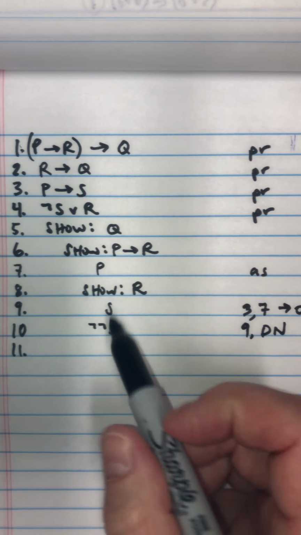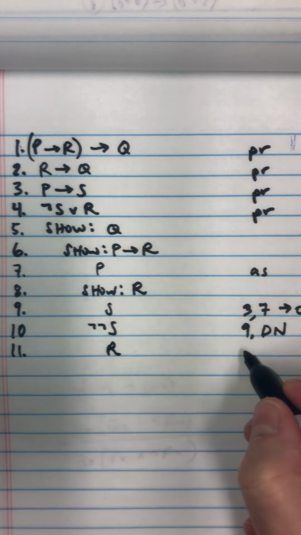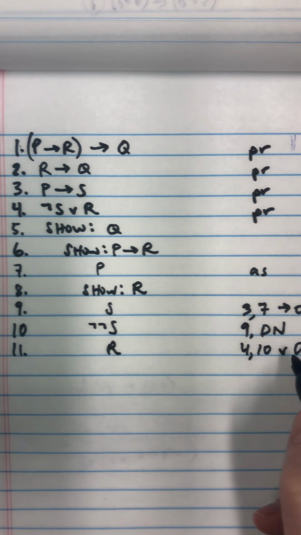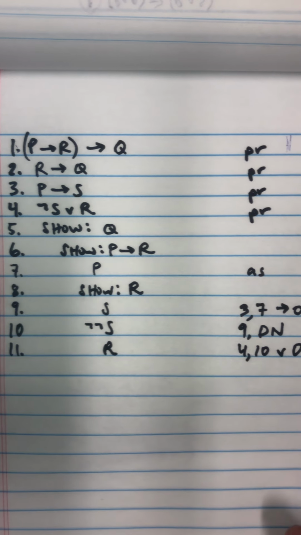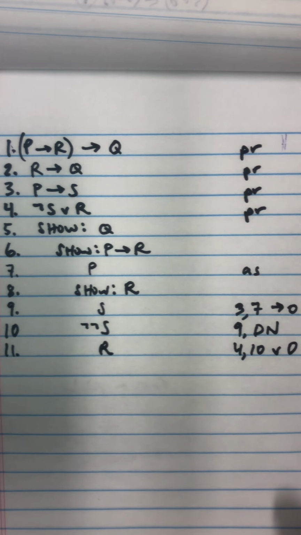And now I've got the negation of not S, so I can get R from OR out. So that's from 4 and 10 by OR out. If any of these steps are confusing, please pause the video, look at the rule sheet, and make sure you understand what's going on. Okay, so now we've got R.